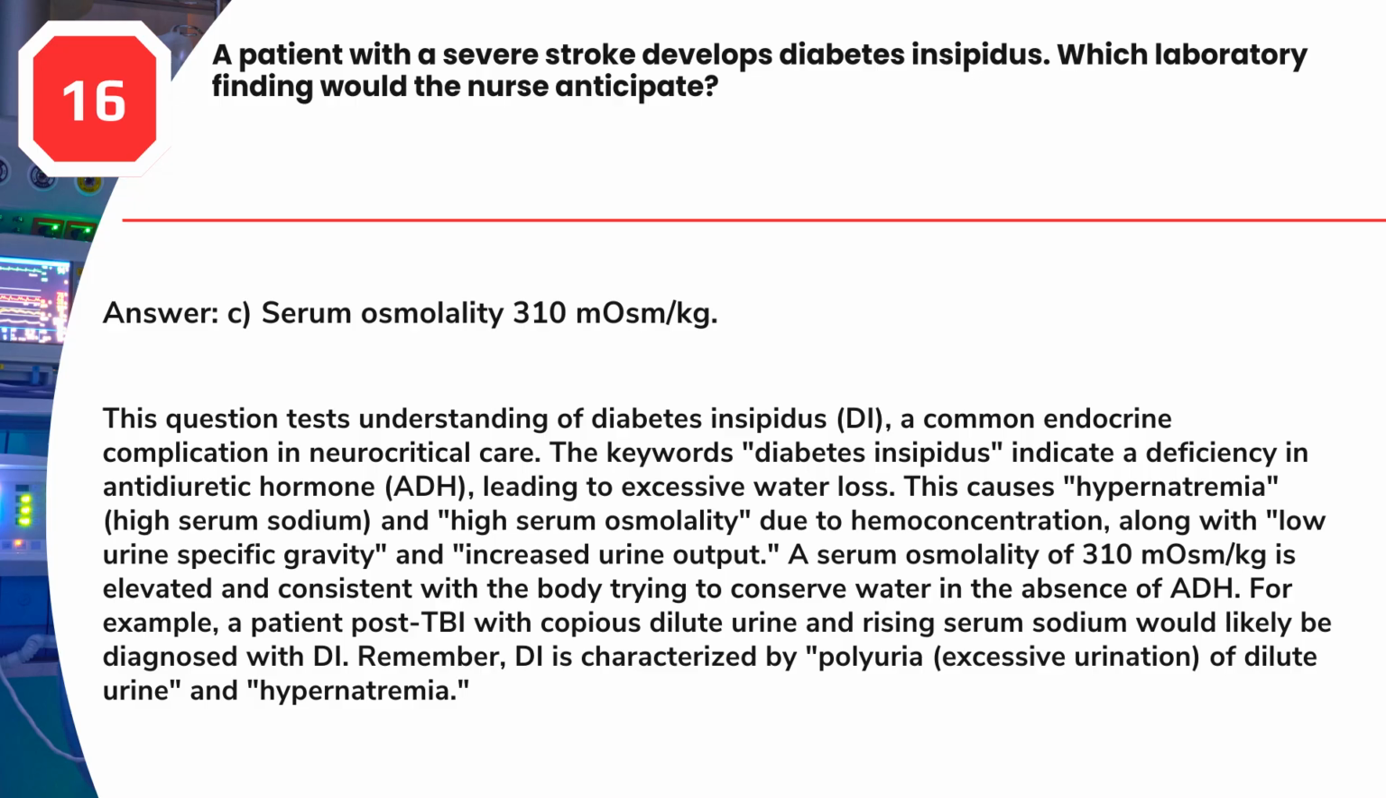For example, a patient post-tPA with copious dilute urine and rising serum sodium would likely be diagnosed with DI. Remember, DI is characterized by polyuria, excessive urination, of dilute urine and hypernatremia.